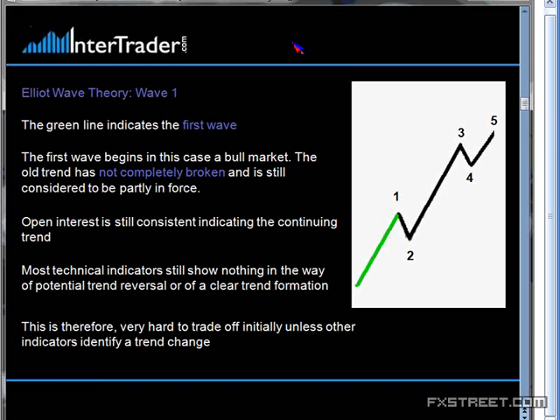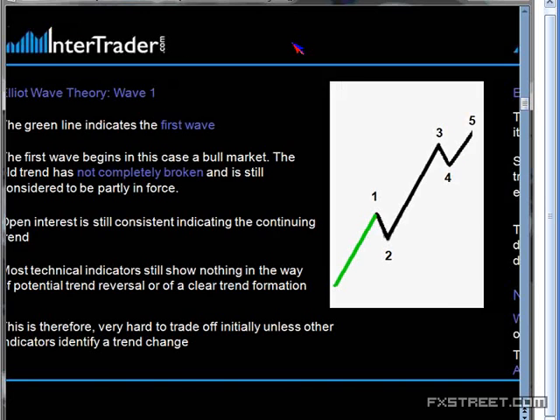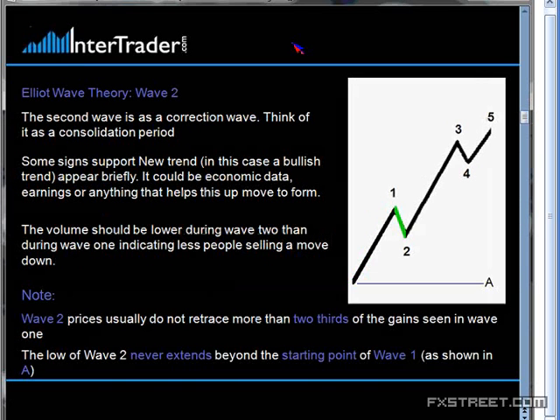So again, that's for us to decide what the market is feeling and how it's moving. Therefore, it's very hard to trade off this initially unless other indicators are telling us that we're having a change of trend. So Elliott Wave theory two, the second wave.